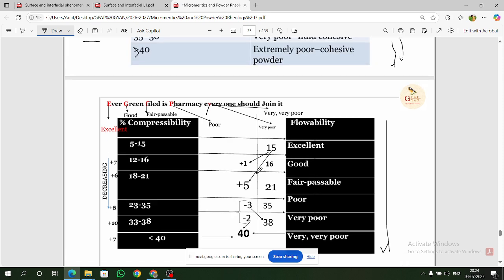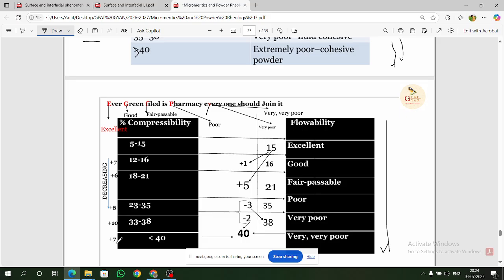Then there is one more thing you can follow: compressibility 5 to 15, 12 to 16. They have given you some kind of number system or ascending order: +7, +6, +5. So you can consider it like that. 5 plus 7 is 12, and then plus 6, 12 plus 6 is 18, and then plus 5, 18 plus 5 is 23. Then 10 and 7: first +7, +6, +5, that is 7, 6, 5, then a little bit different and odd, like 10 and 7.